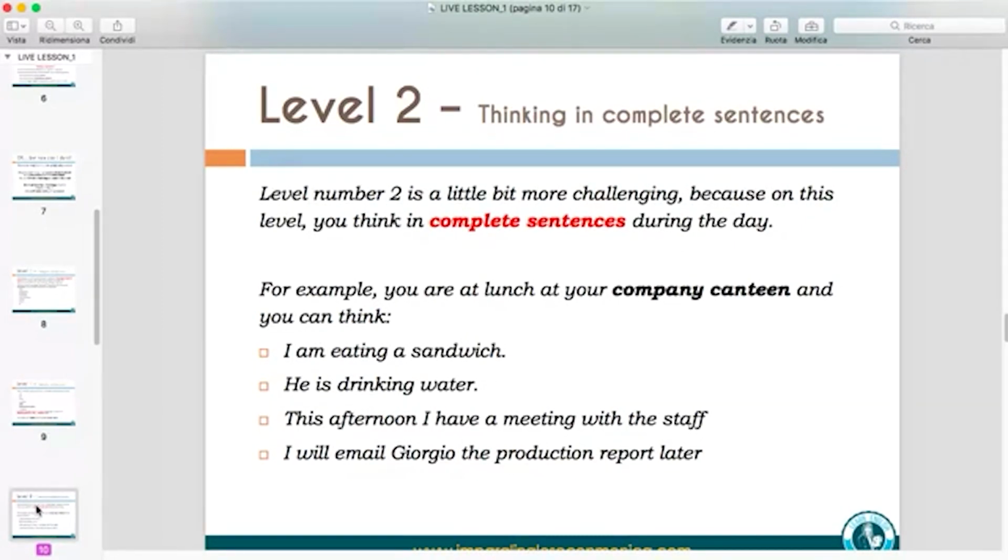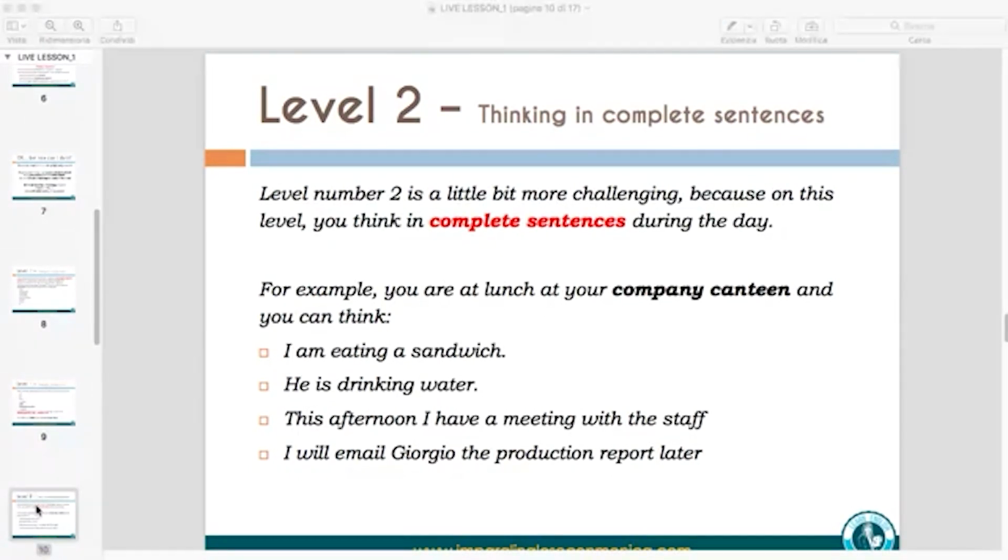Today he is drinking water. This afternoon I have a meeting with the staff. Or I will email Giorgio the production report later. So these are examples of sentences that you can think about when you are at work, when you are at your office, or maybe you are working wherever you work, and translating some actions that you are doing.